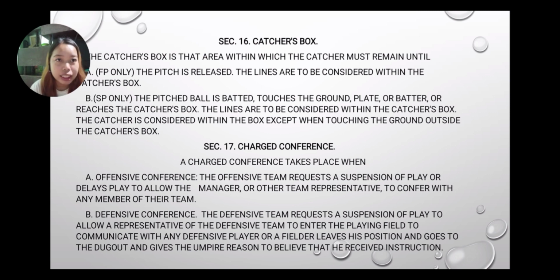Section number 17, charged conference. A charged conference takes place when the offensive team requests a suspension of play or delays play to allow the manager or other team-appointed representatives to confer with any member of their team. Defensive conference: the defensive team requests a suspension of play to allow a representative of the defensive team to enter the playing field to communicate with any defensive player, or a fielder leaves his position and goes to the dugout and gives the umpire reason to believe that he received instructions.